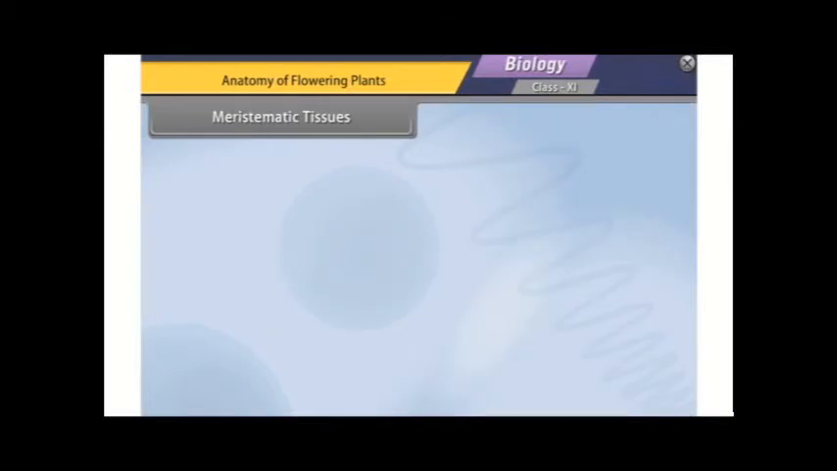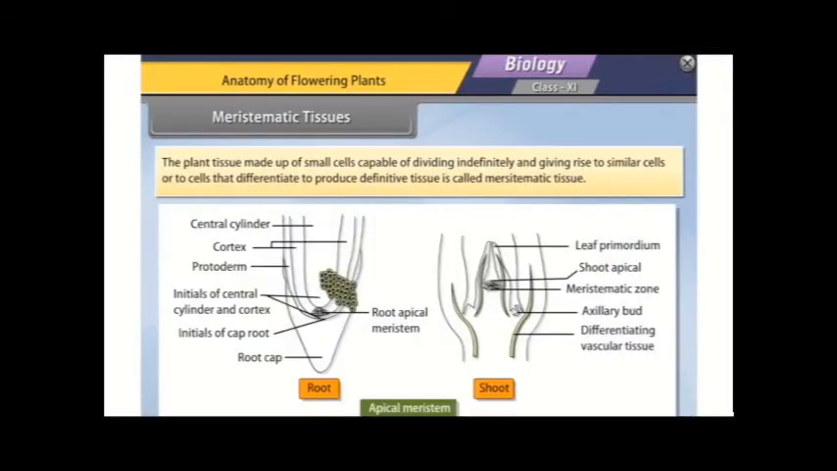Meristematic tissues. The plant tissue made up of small cells capable of dividing indefinitely and giving rise to similar cells or to cells that differentiate to produce definite tissue is called meristematic tissue.